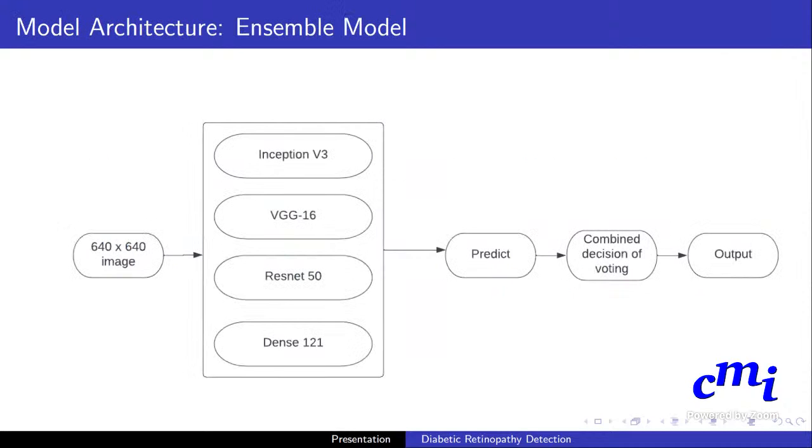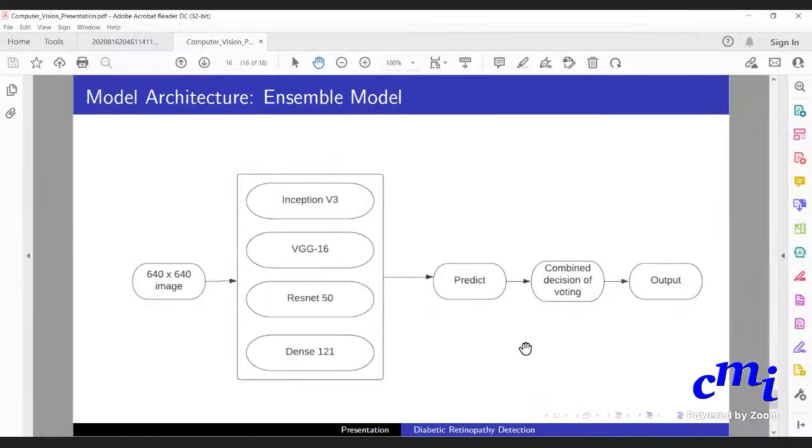Talking about the ensemble model architecture, we start with an input image of size 640 cross 640. We pass this image to an ensemble of all these four models, that is Inception V3, VGG16, ResNet 50, and DenseNet 121. Each of these models predicts the label of this image. And finally, we tag this image with the label which is a combined voting decision of all these models. And hence we reach an output for a particular image. Next, I'll be walking through the code implementation of this project.